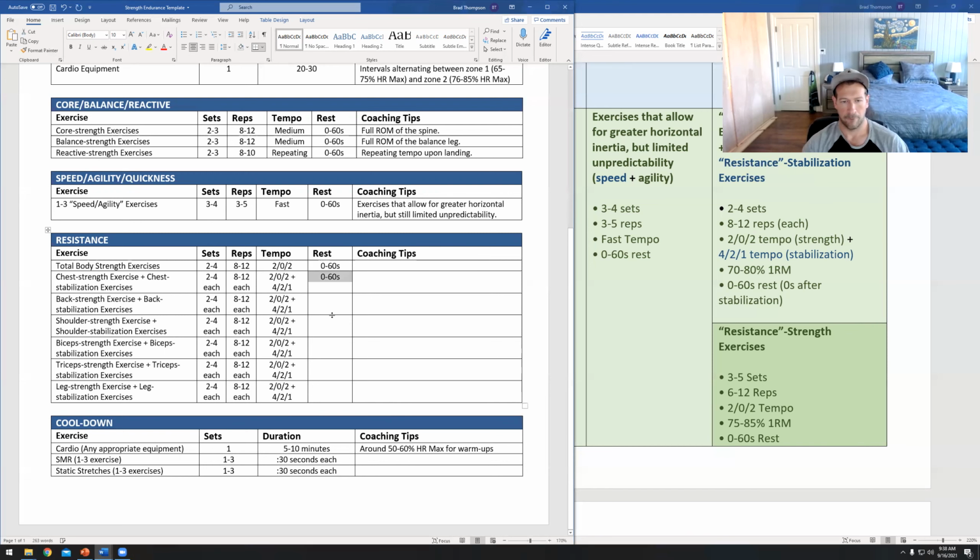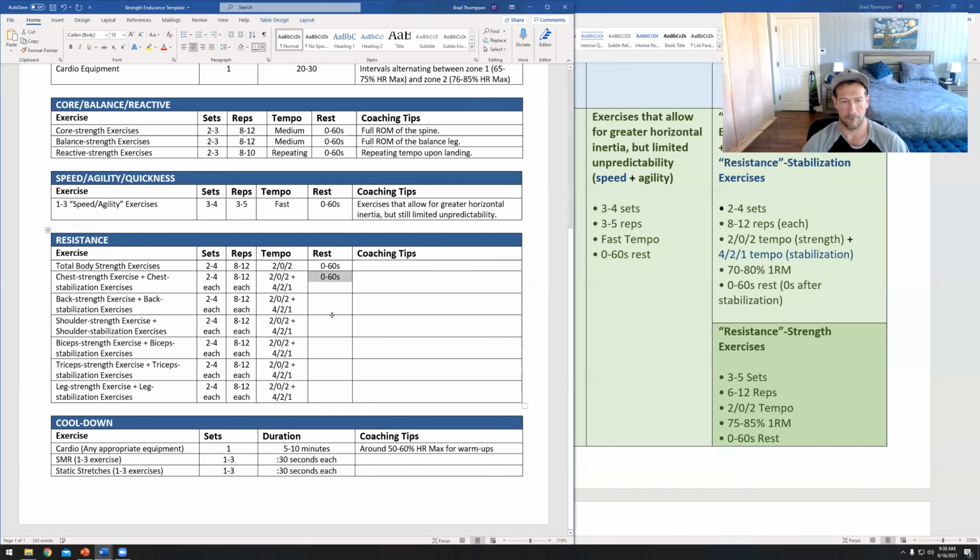Okay, so max strength, guess what? We still don't have to change anything, at least for the first section. We can still leave the SMR inactive. We still are going to do medium interval training, core strength, balance strength, reactive strength. The reps for those don't change. Oh, I just remembered, I meant to do the intensities in the coaching tips. Crap. All right, we'll go back and fix that in a minute.